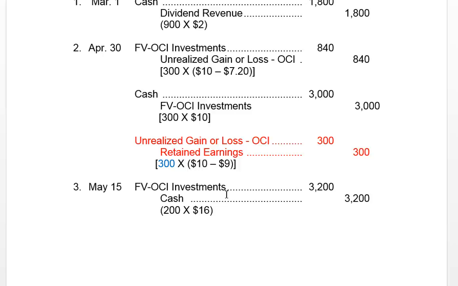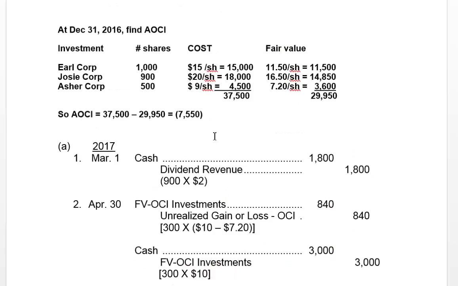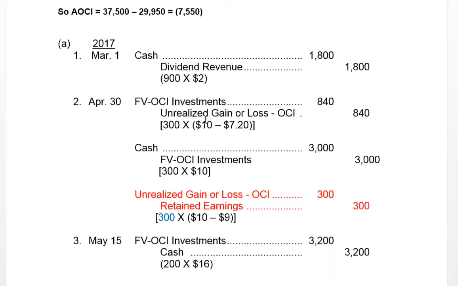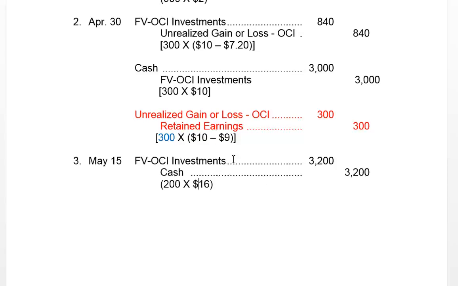Now what happened? Well, on May the 15th, it says that we purchased 200 more Earl Corporation shares at $16 a share. Well, we had 1,000 of them to start the period, right? We had 1,000. Now we're buying 200 more at $16 a share. So we've increased our portfolio by $3,200 and we're paying cash.